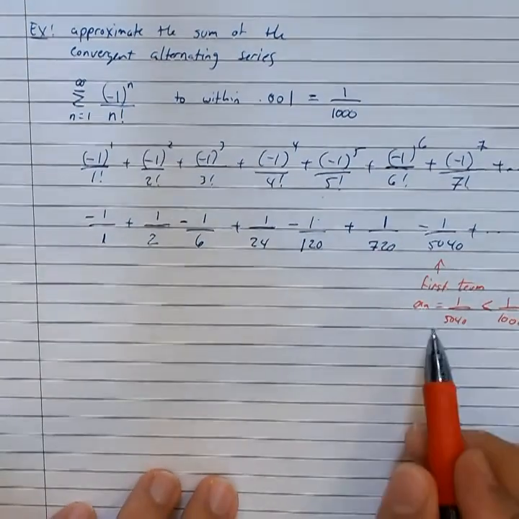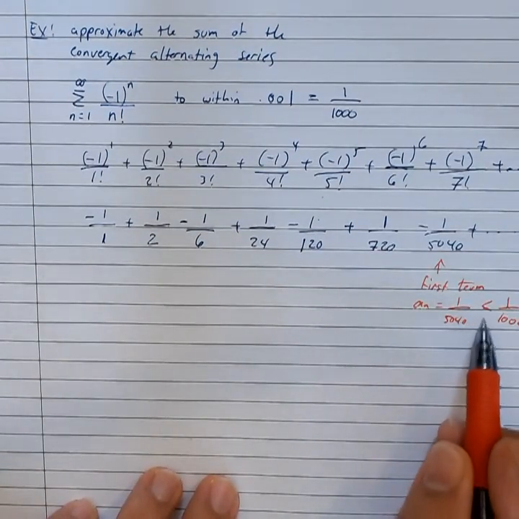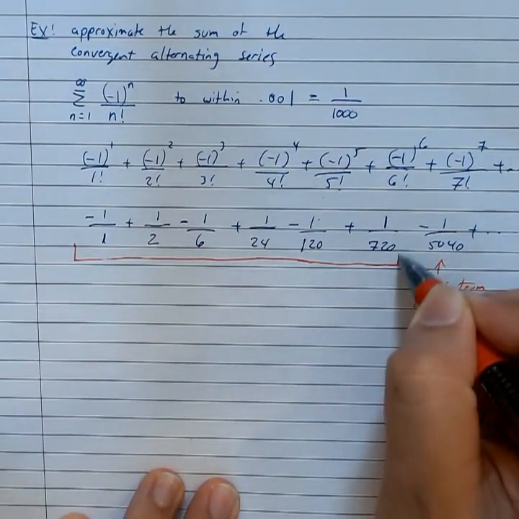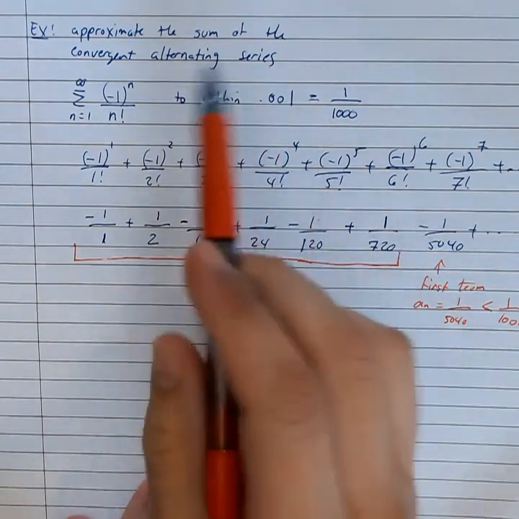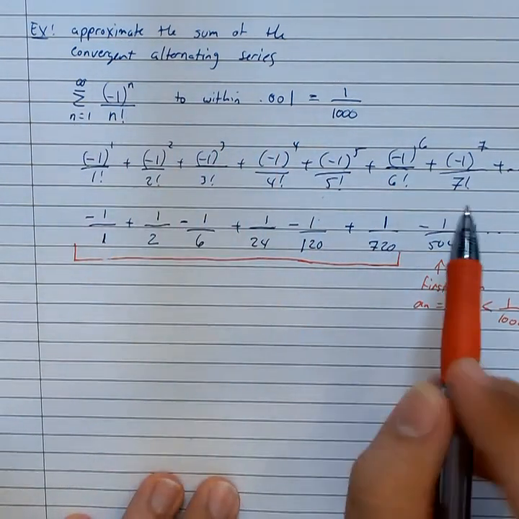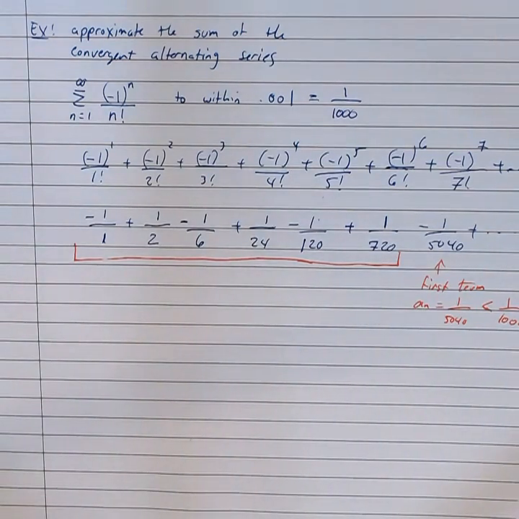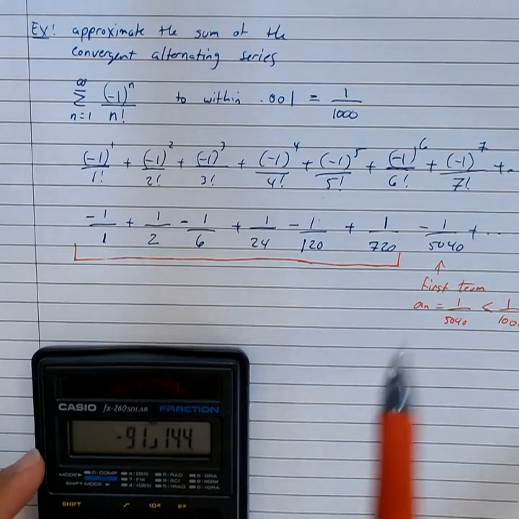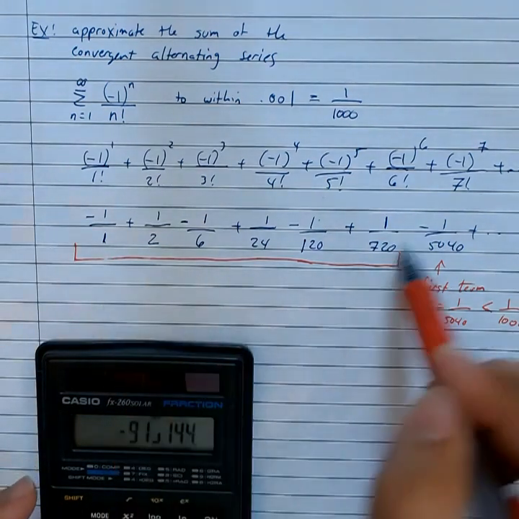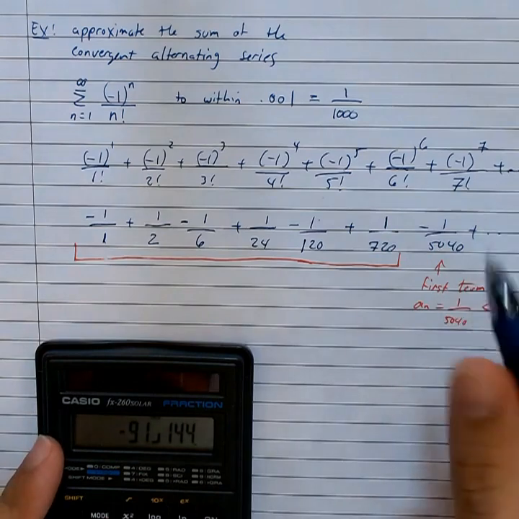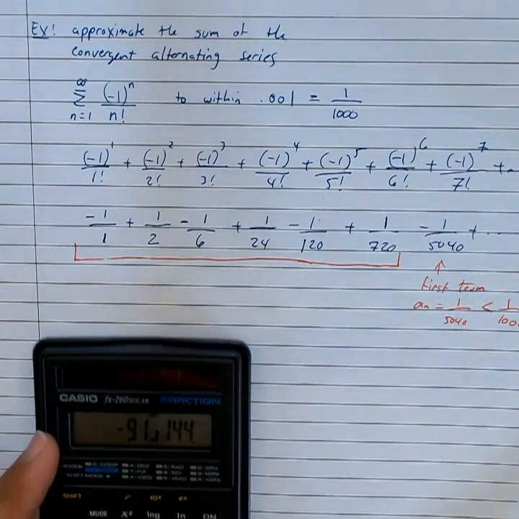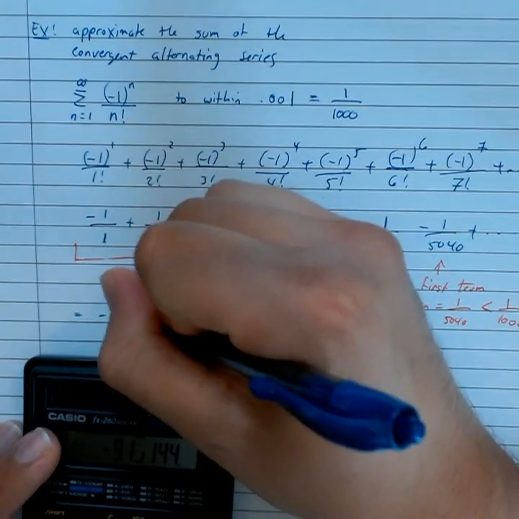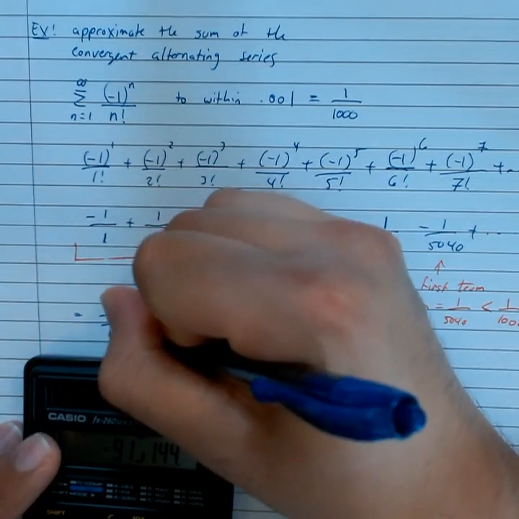Since this is the very first term that has less than that amount of error, if I add together these terms, that's going to give me the sum of this to within that much error. So let's add those all together, which gives me negative 91 over 144. I wasn't about to do that one in my head. That was just a little too long for my taste. So that one is going to be equal to negative 91 over 144.